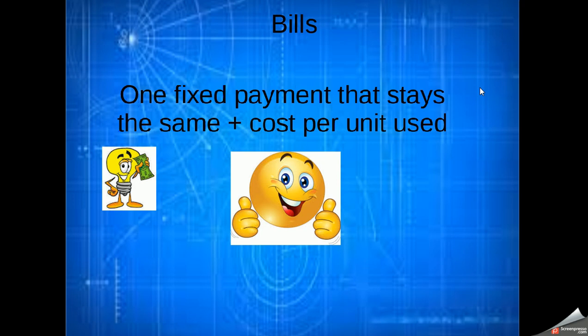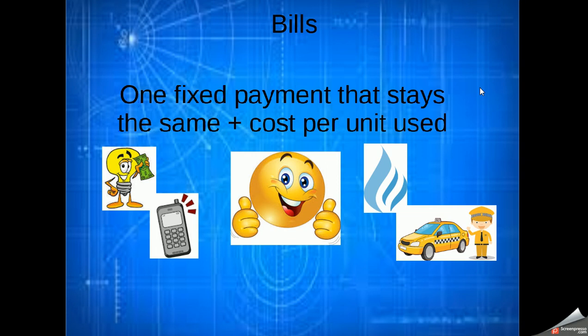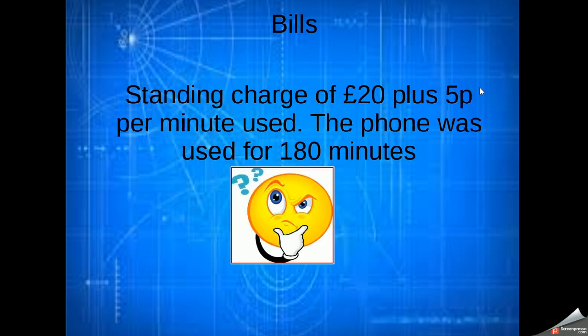So this applies to things like utility bills, mobile phones where you get charged per minute or text message, gas, and taxis, which charge you per mile as well as a standing charge. So lots of different things that you might want to work out to see how much your bill is going to be for the end of the month.